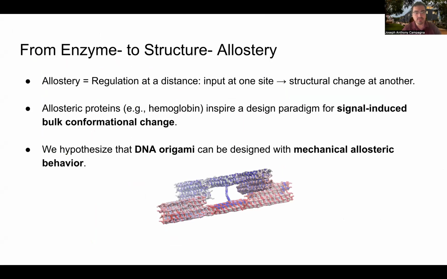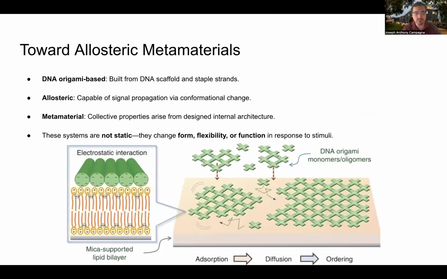Now, from enzyme to structure allostery. Allostery, of course, is regulation at a distance where you have input at one site causing structural change at another. Allosteric proteins such as hemoglobin inspire a design paradigm for signal-induced bulk conformational change as well. And we hypothesize here that DNA origami can be designed with mechanical allosteric behavior. So, towards allosteric metamaterials as opposed to allosteric proteins.